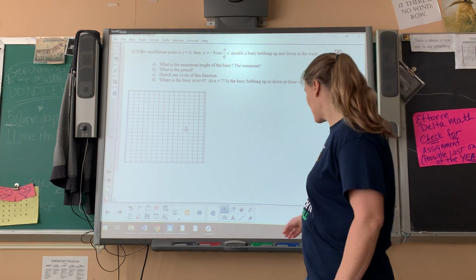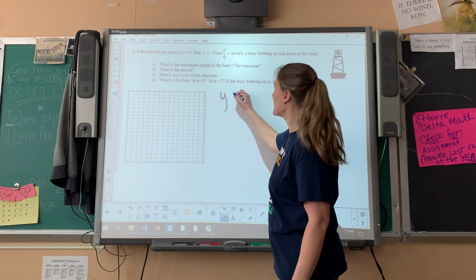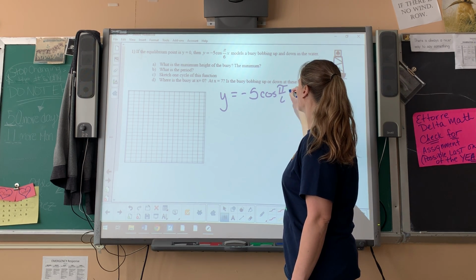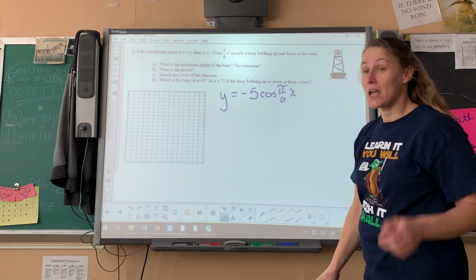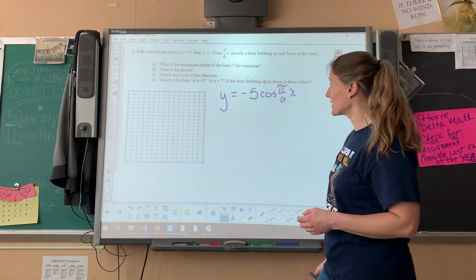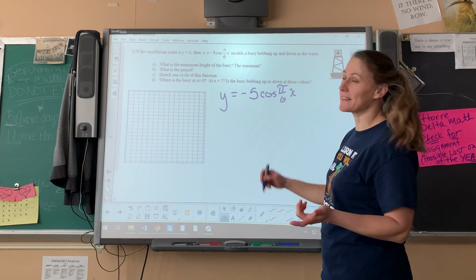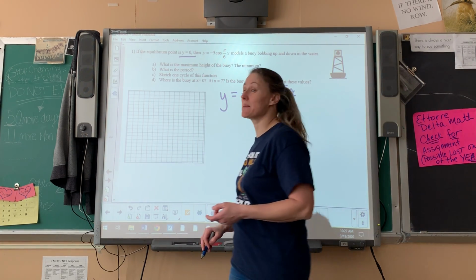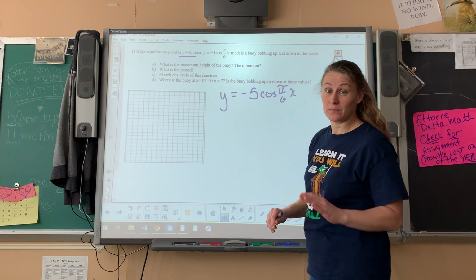Okay, so this particular equation is, you probably can't see it, but you have it in front of you. This is the equation. And what they're saying is that the equilibrium point is y equals 0. And all that means is that's the midline. So D is 0. Good to know.